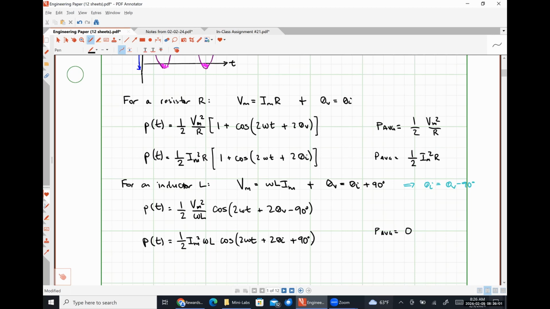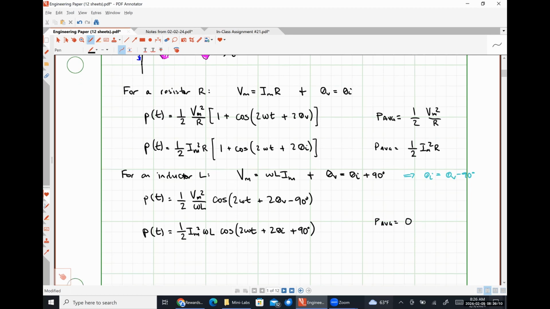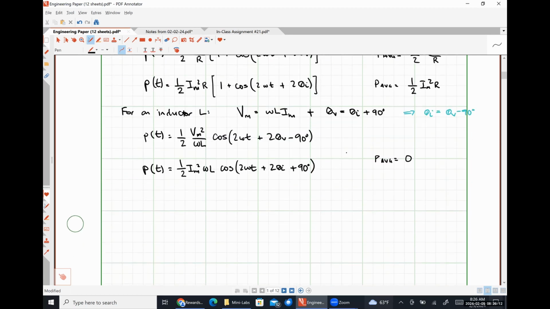Anybody have any questions, comments, or concerns about our inductor relationships? All right. And so now let's move on to capacitors.